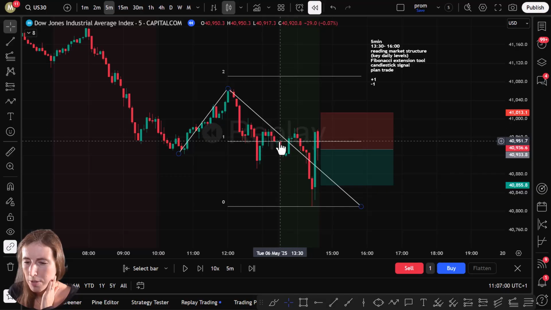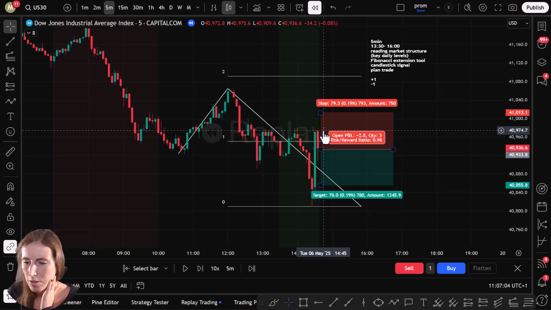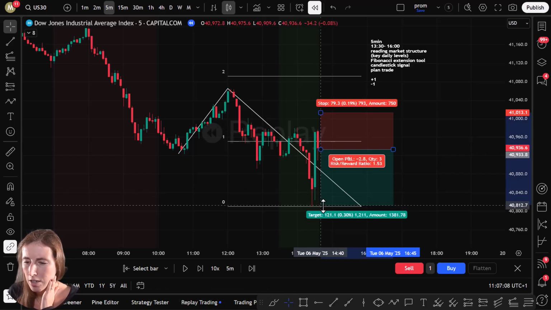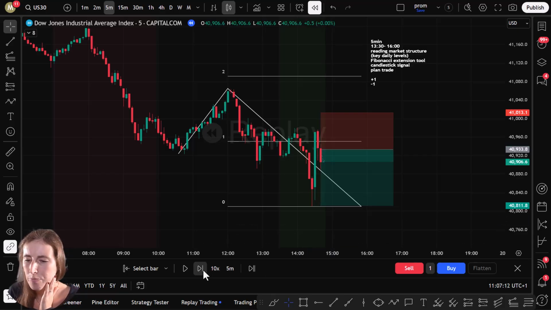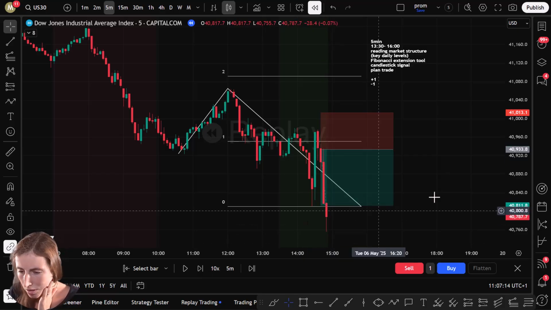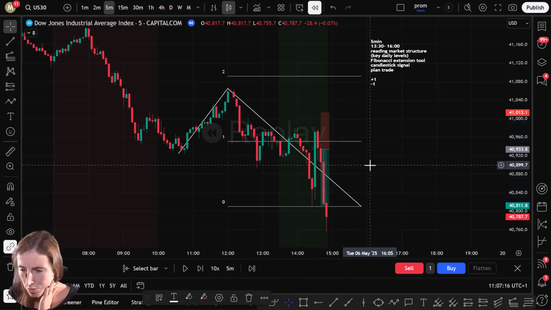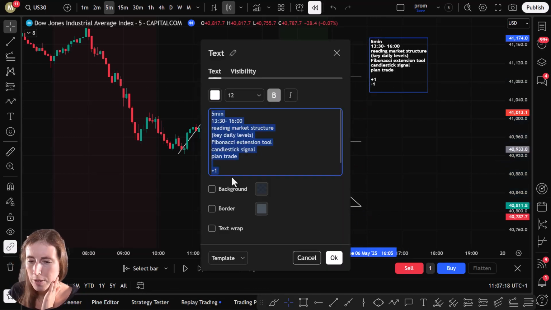Because New York opened here, we came down, we came up, we came down. So we've kind of pulled back to this level. It looks like it'd be a good place for an entry. I'd set a 1.5R target. Oh. Okay, that's pretty good. That's the sort of result that you'd want for scalping.